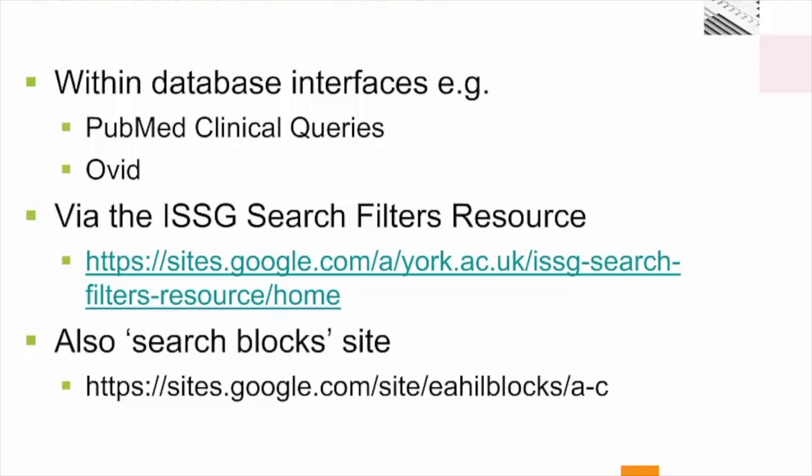So if that's what a filter is, how can I find these things? We can find filters in many database interfaces. PubMed, for example, has the clinical queries and other search filters built into the software, so that we don't have to type the searches in. We can just make use of the hard-coded filters that have been added to the interface. Ovid also has a range of search filters within the interface.